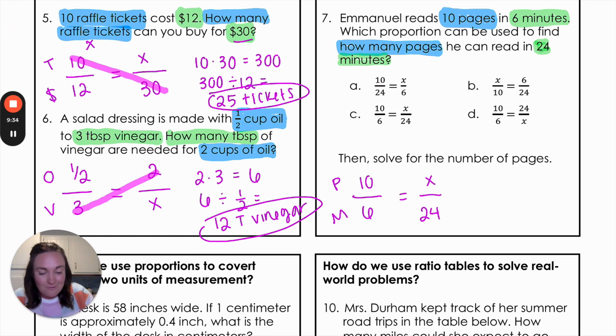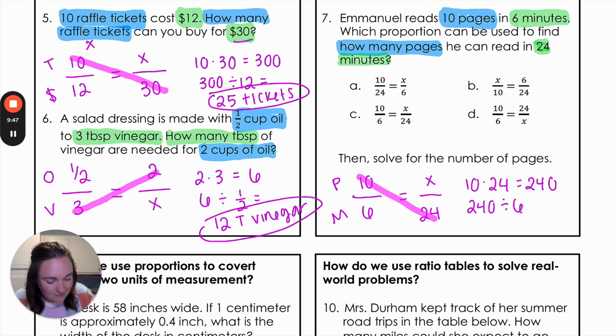So now I'm going to solve, right? So we're going to take that 10 times 24. Gives me 240, and I'm going to take my 240 divided by 6 is going to give me 40 pages. So I've got my answer. Now, how do I take that answer and match it up to one of those proportions?